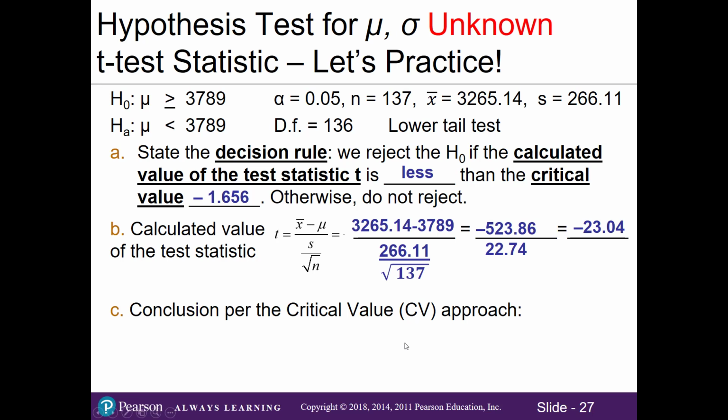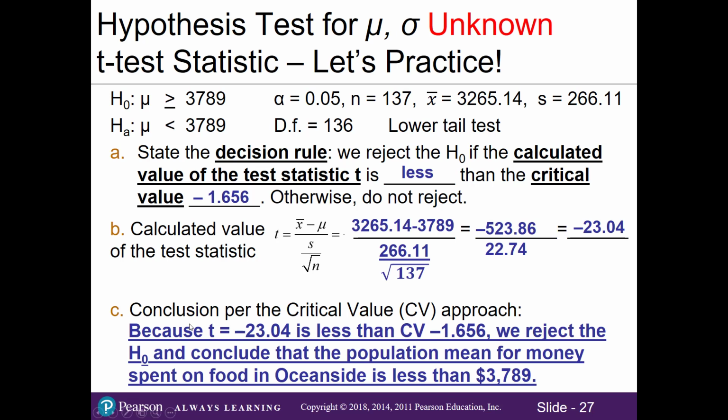Now, based on a critical value approach, you'll just compare our test statistic in part B against our critical value in part A. So our conclusion is that because our test statistic of negative 23.04 is less than our critical value of negative 1.656, and if you imagine our distribution, where's that cutoff point and where's the negative 23.04? It's way to the left, way in the rejection region. We will reject the null and can conclude that the population mean for money spent on food in Oceanside is less than our state average of $3,789. So that's the critical value approach.